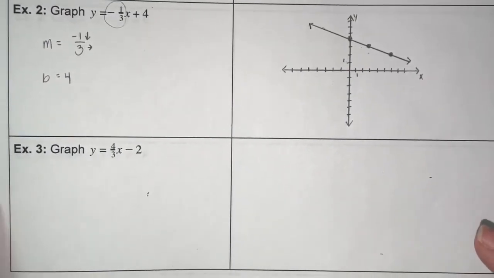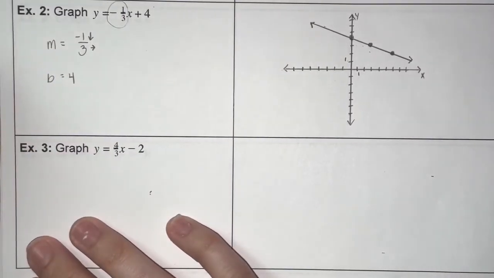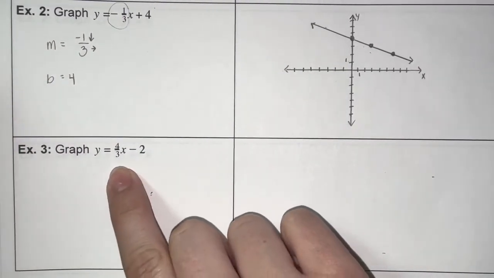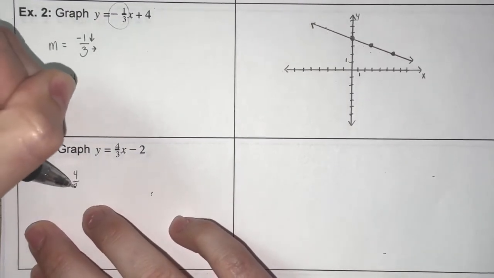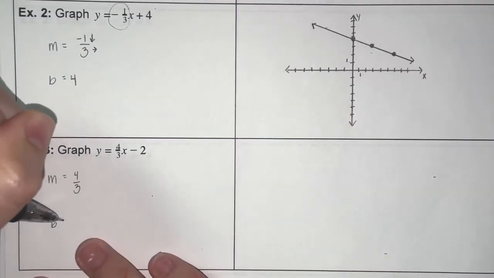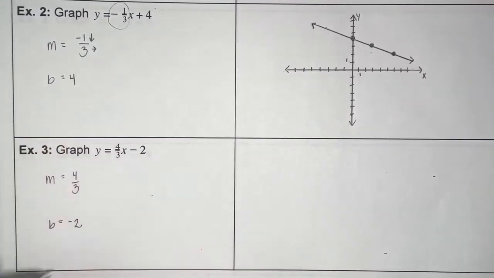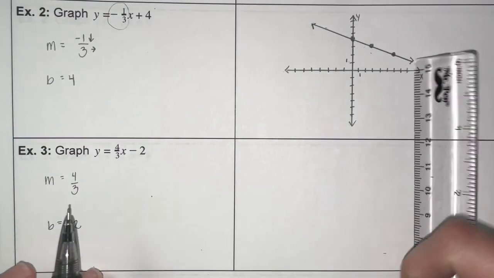And then our last example, graph y equals 4/3 x minus 2. So the first thing we'll do is identify our slope and our y-intercept. So our m is the number multiplied by x. So m equals 4/3. And then our b is -2. So that's going to be our starting point. Notice that because it was a -2, it has to be -2.